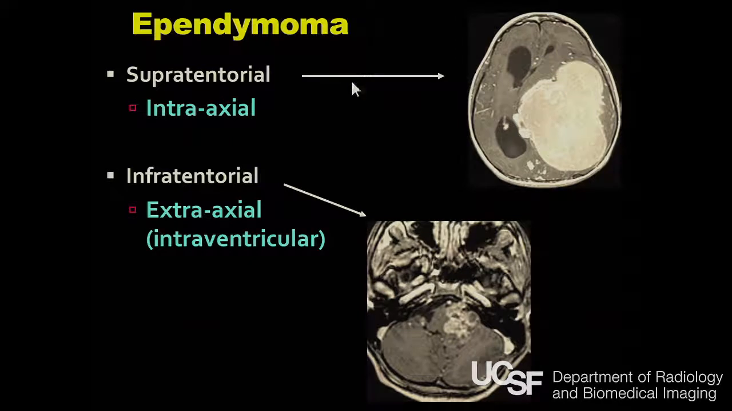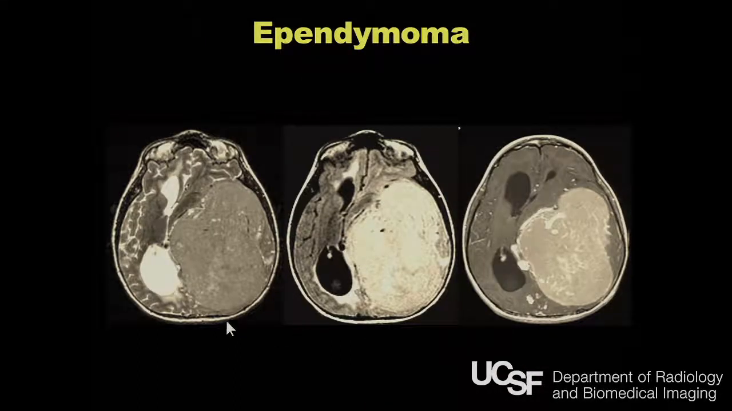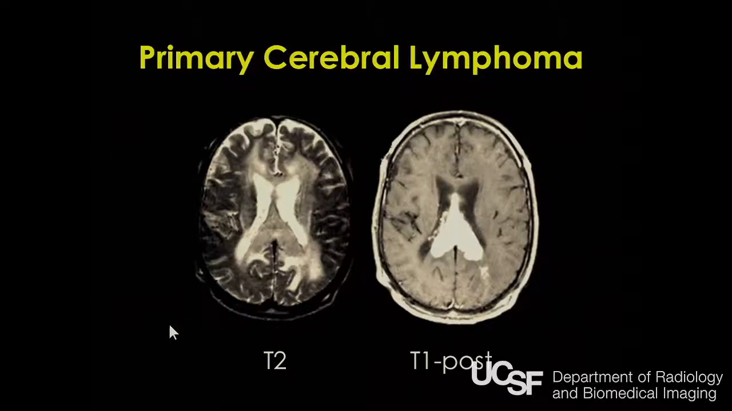I alluded to the fact that ependymomas, when they occur supratentorially, are intraparenchymal. When they occur infratentorially or within the posterior fossa, they tend to be intraventricular. And here's a child with one of the largest ependymomas I've seen. When the mass gets this big, sometimes it's difficult to know where it came from. Is it in the ventricle? This is a path-proven, all intraparenchymal ependymoma that's pushing on the ipsilateral ventricle and trapping the contralateral side.